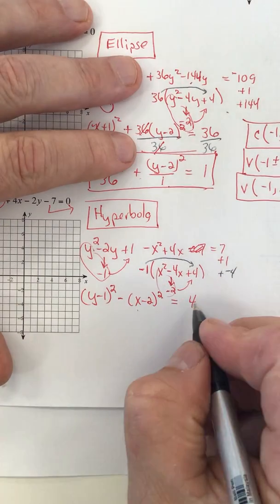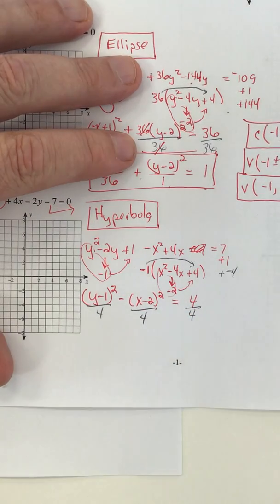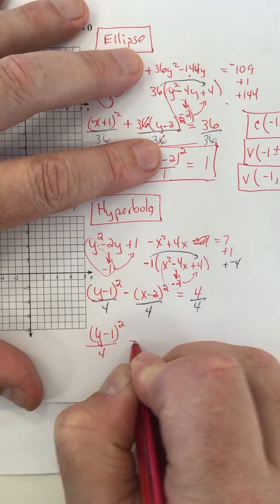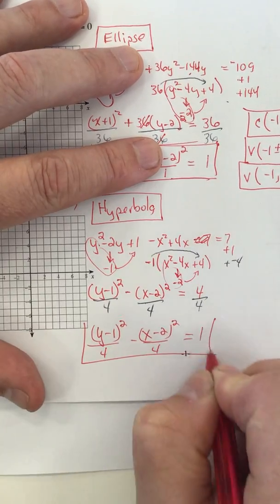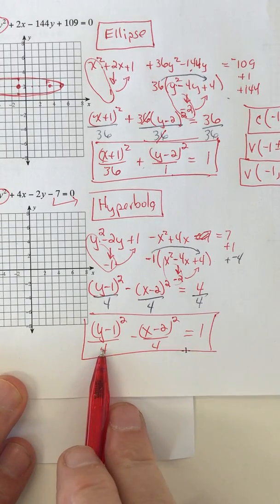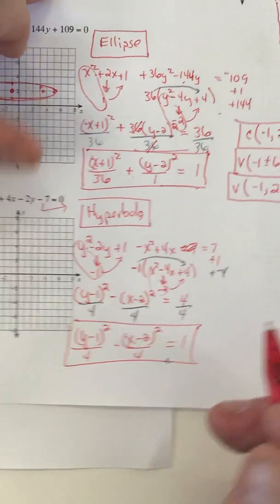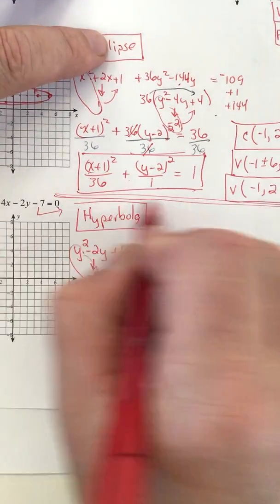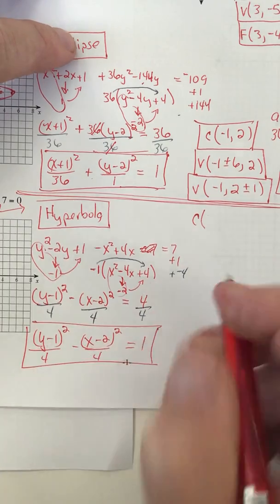Okay, hyperbolas have to equal 1, so we'll divide that by 4, divide that by 4, divide that by 4. So we have y minus 1 all squared over 4 minus x minus 2 all squared over 4 equals 1 is the equation. Now you can see that this is going to have an up and down stretch of 2, and this is going to have a sideways stretch of 2, so that it's going to make a square box this time. Okay, so that gives us the center. So the center is at 2, 1.